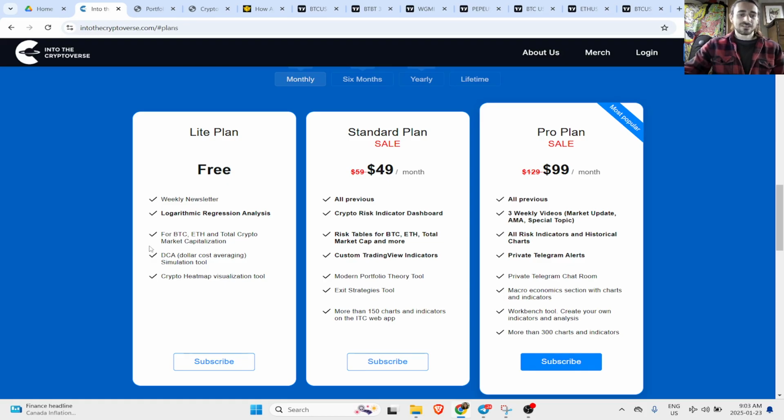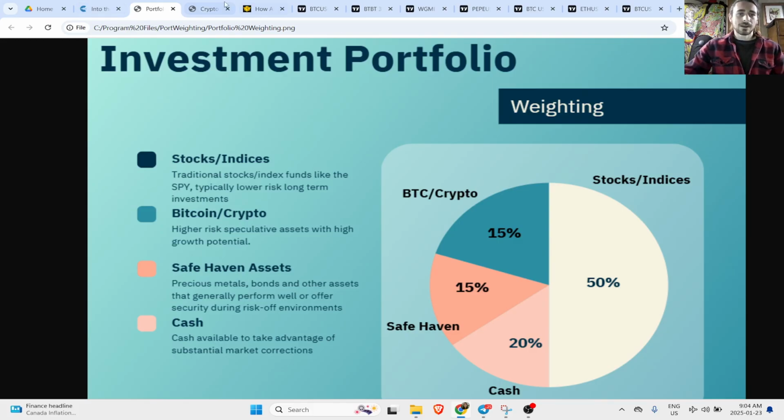That really just shows you the potential returns if you were to dollar cost average into assets over a long period of time. And then in these premium ones, you do get the modern portfolio theory tool and some other tools. They're not necessary, but definitely useful. I will talk a little bit about portfolios here.